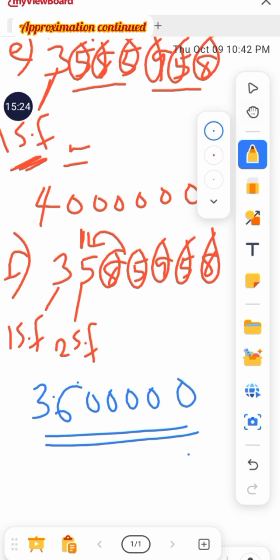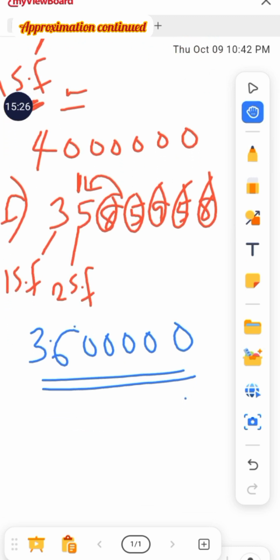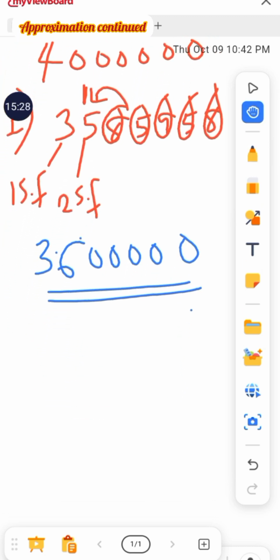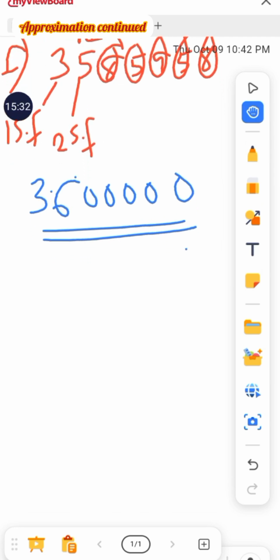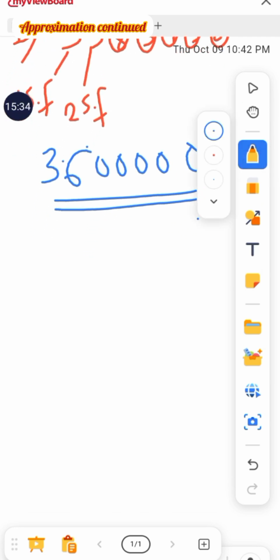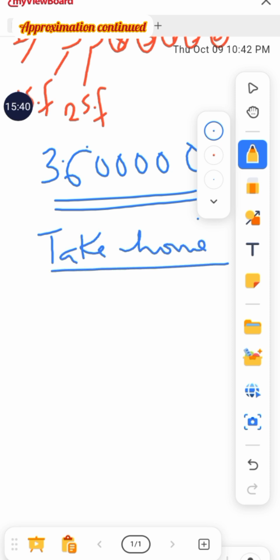So in the next video, I will be teaching approximation of decimal numbers, because this one is approximation of whole numbers. So I want you to learn this, digest it properly, and have this take home. And drop your answers in the comment section.